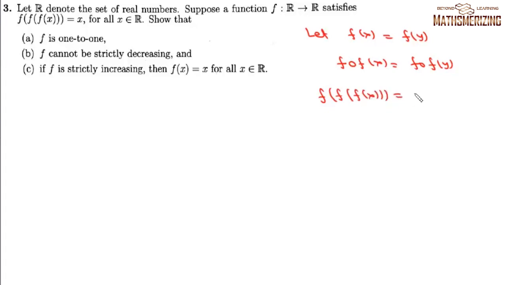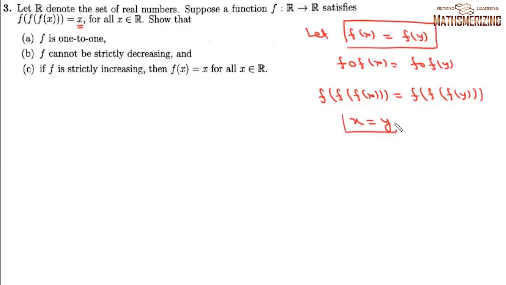Now it is given that f of f(x) is simply x. So from here we can say that x is equal to y. So when we assume f(x) equals f(y), the only condition that we get is x equals y. That means this function f is a 1-1 function. So this is your part A.